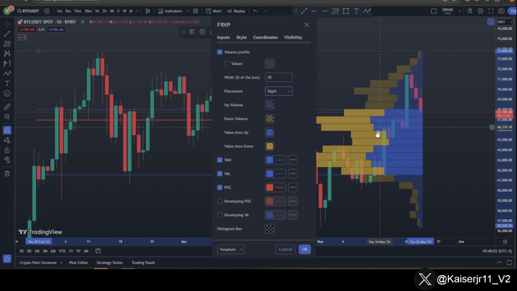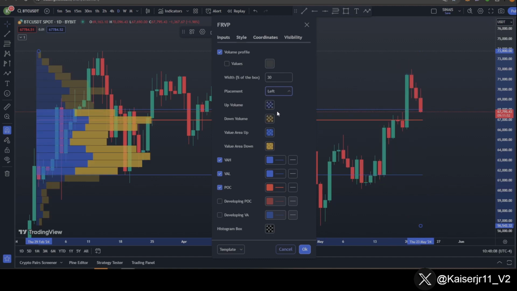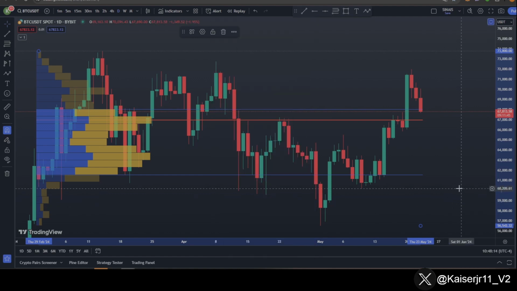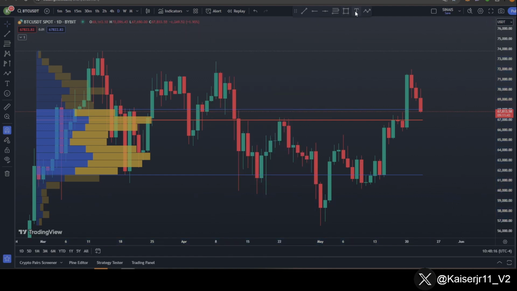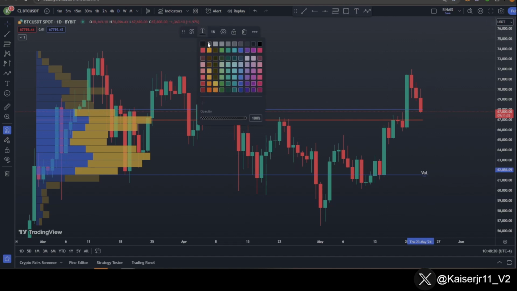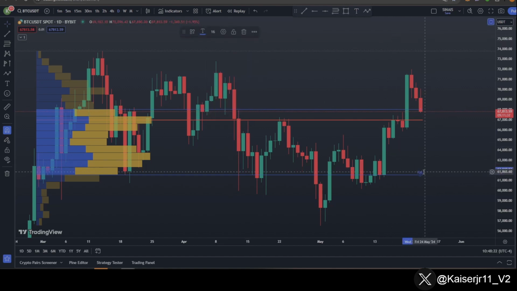You can do everything, okay? You can have these candles on the right. This is the volume, down volume, up volume, okay? So yeah, let me put the value area low here. I'm going to use blue, like this. We have the value area high. Okay, let me do this here.